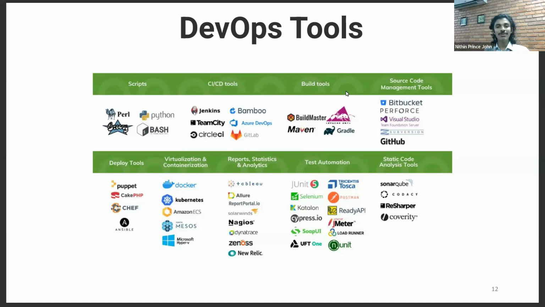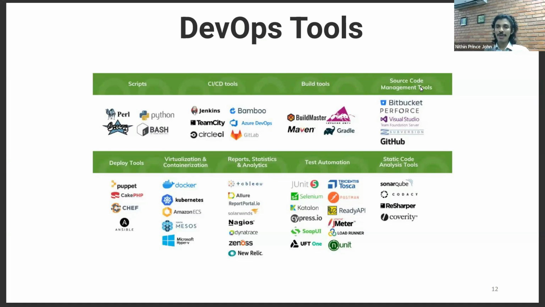Then we may be using build tools like Maven for Java project, Gradle for Java project, then Apache Ant is there, Buildmaster is there. These tools help us to create the artifacts. Maven will create a jar or war file, depends upon our need, right? So these are basically used for the building purpose.